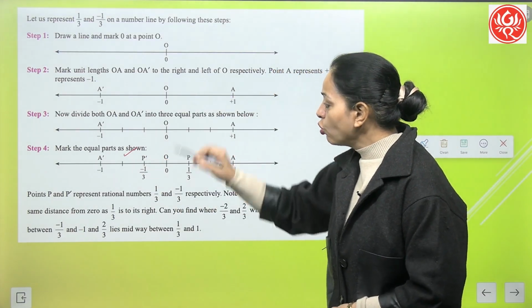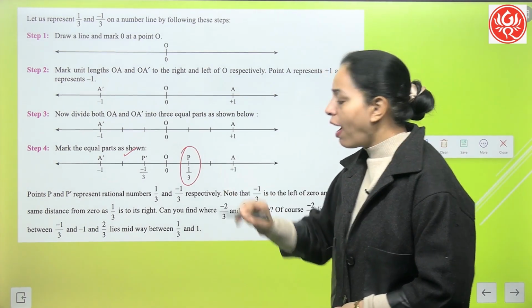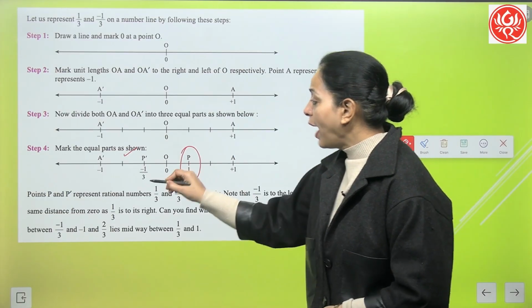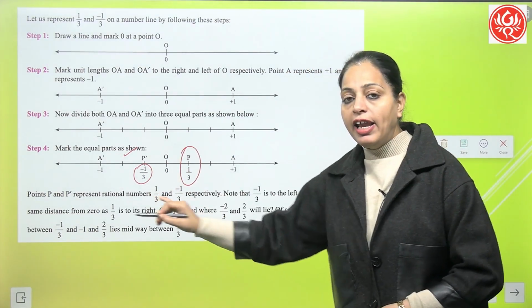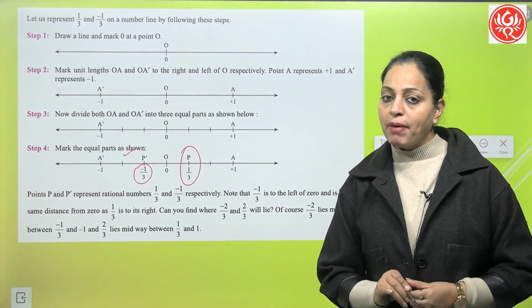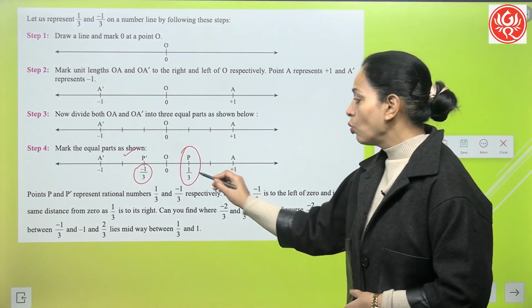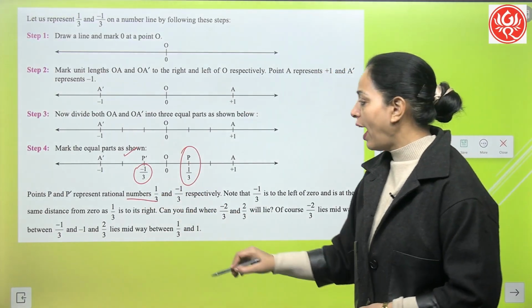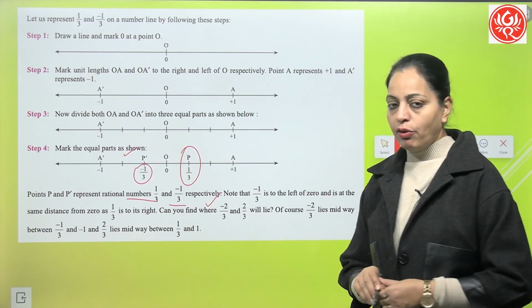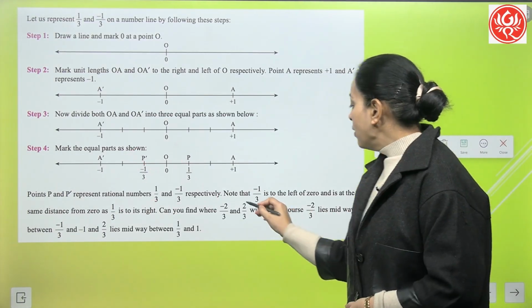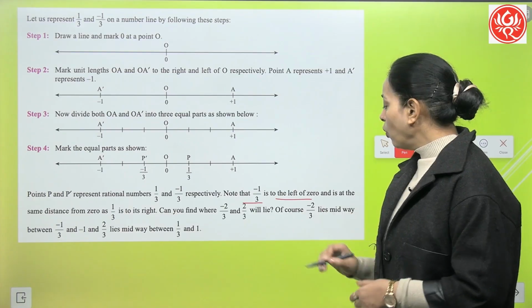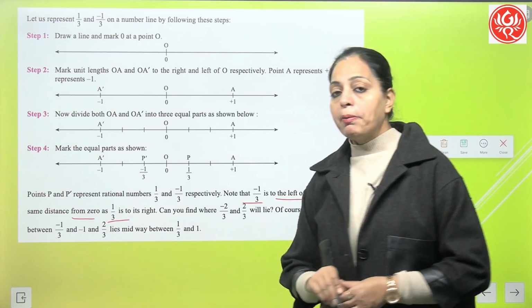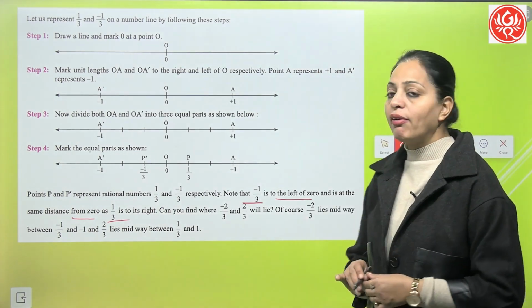Now, we have to show 1 by 3. So, the first part is representing 1 out of 3, 1 by 3, and minus 1 by 3 on the left side of 0, that is minus 1 by 3. So, we can see P and P dash represent 1 by 3 and minus 1 by 3, right? So, we can see minus 1 by 3 is to the left of 0 and is at the same distance from 0 as 1 by 3 is to its right.